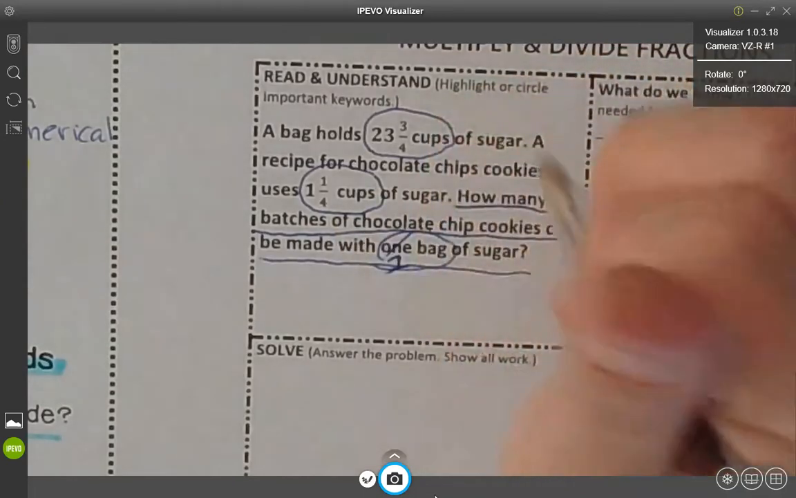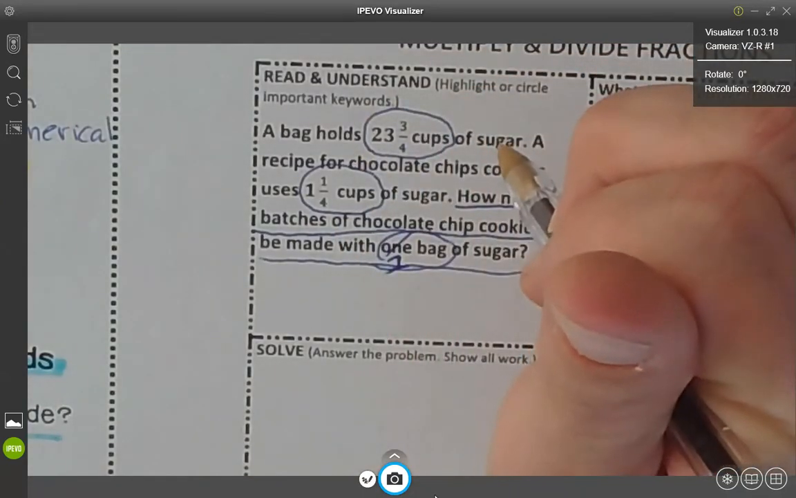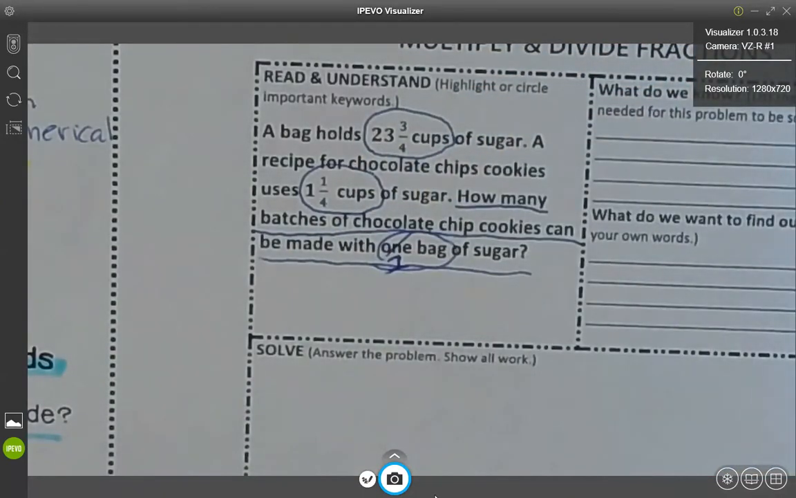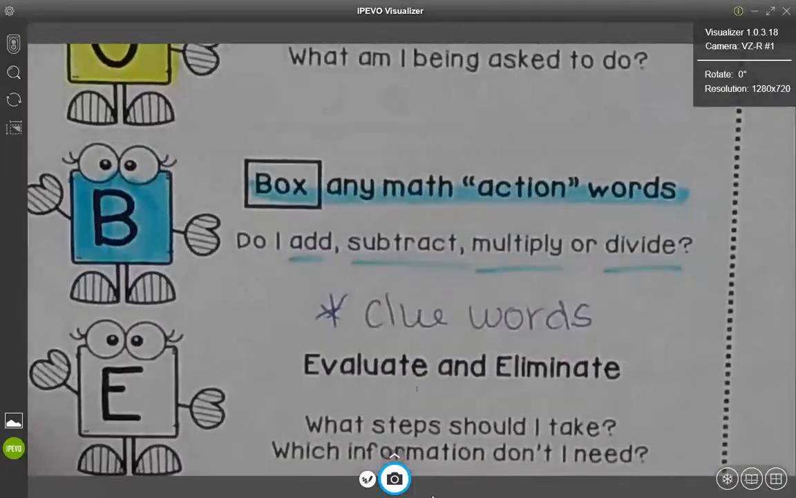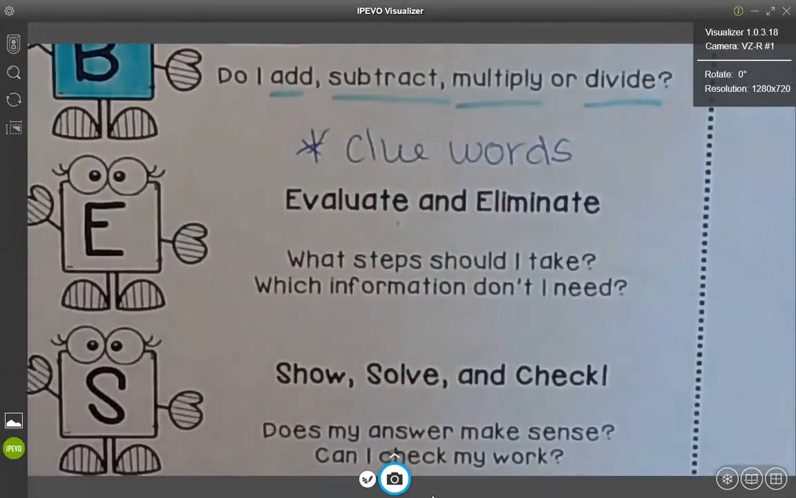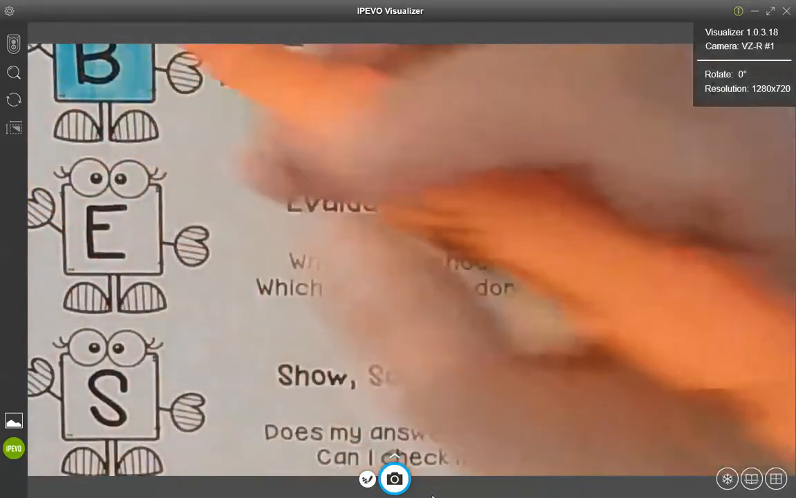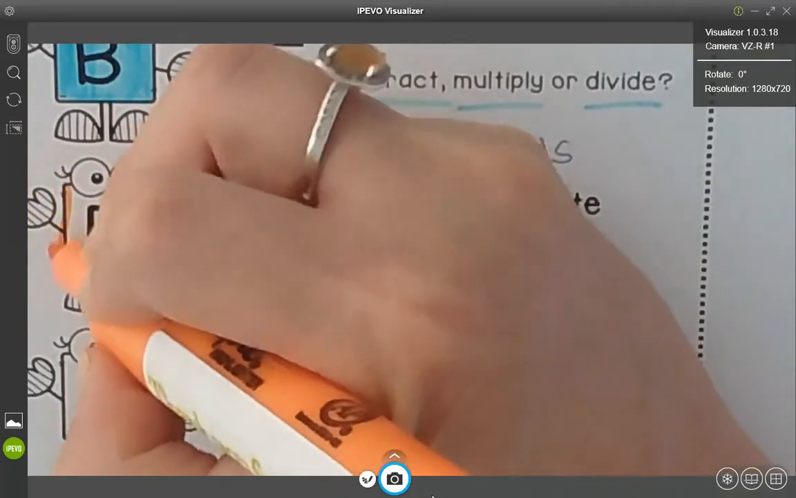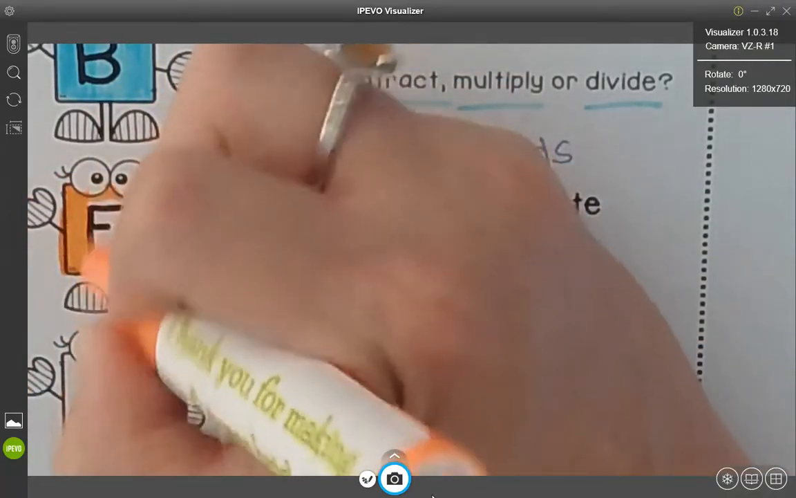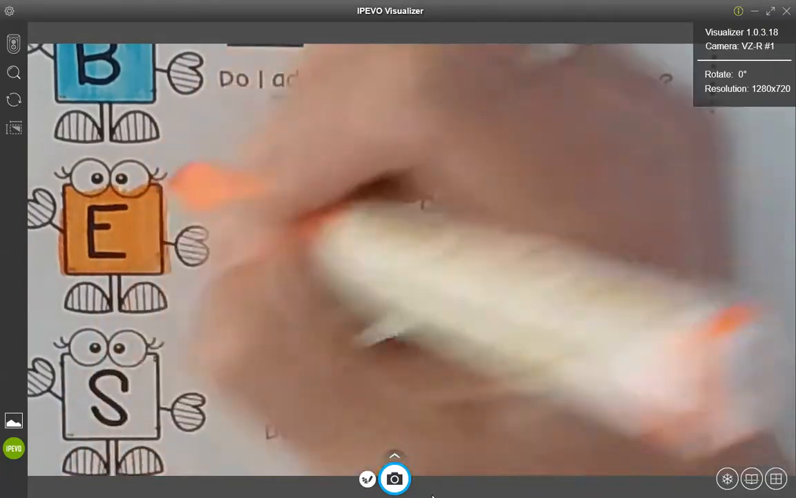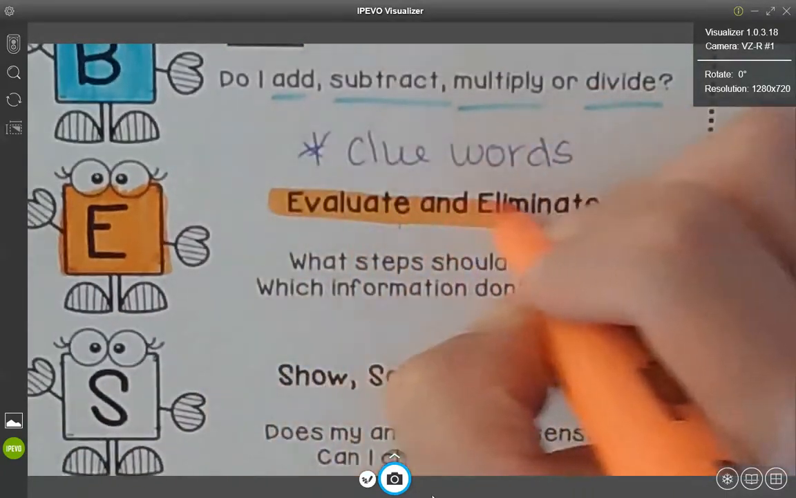This particular one does not have anything to box. There's nothing on there that will tell you. So you kind of have to use your own intuition about what steps I need to take. That's where the E is going to come into play. So what is E? Right. Evaluate and eliminate. Sometimes you have information within your word problems that you do not need. For example, sometimes they throw in dates or different things like that. That is not necessary to help answer the question.